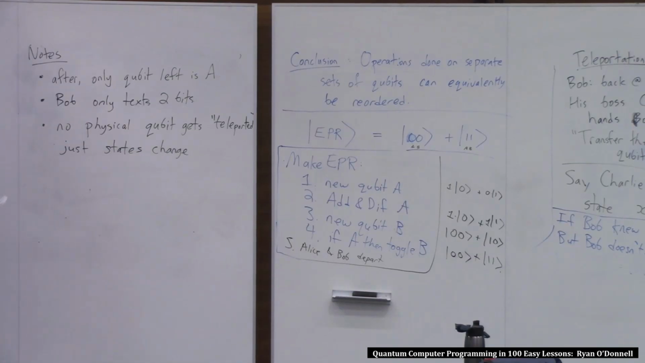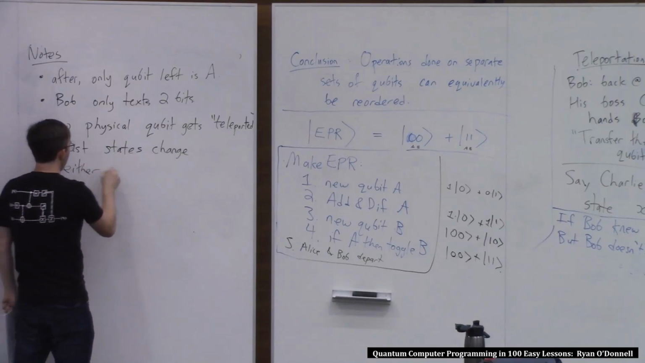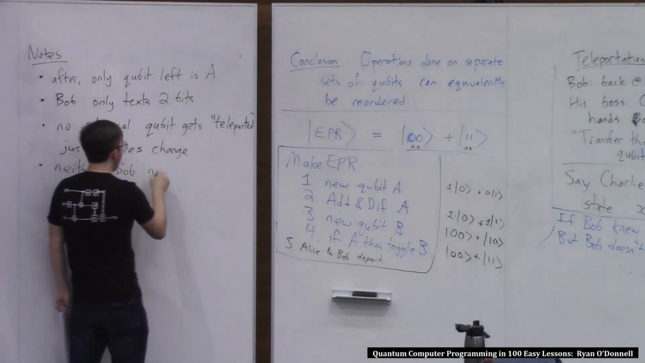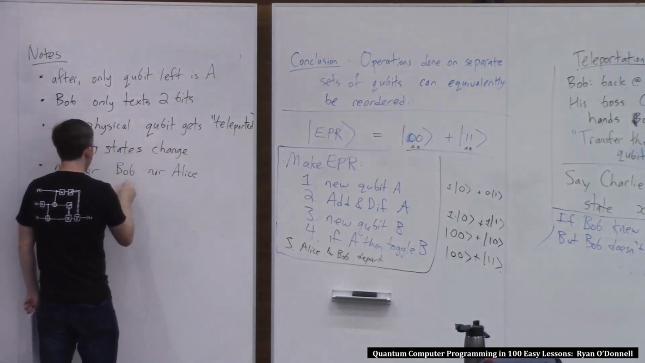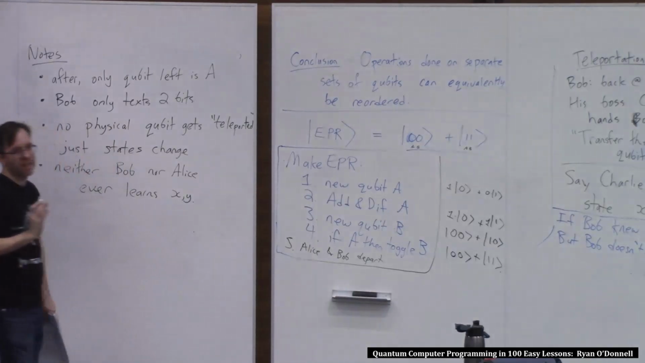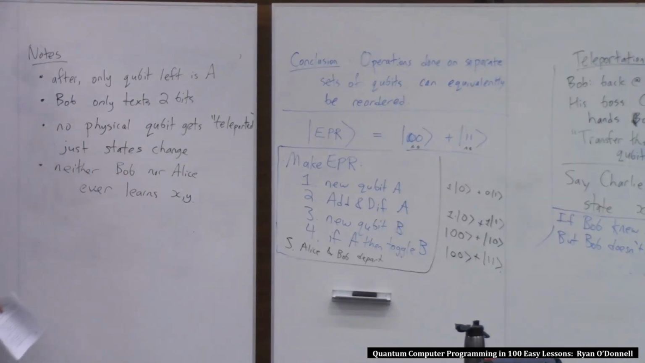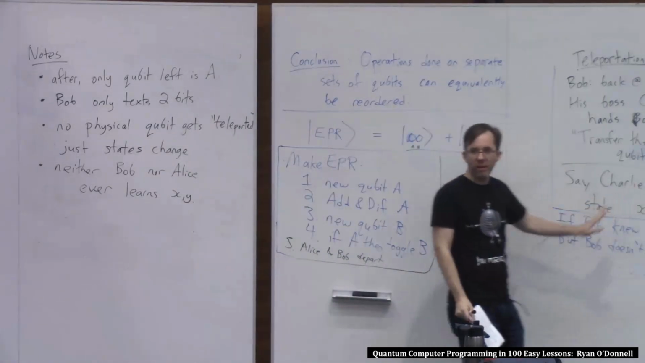And the other thing to observe is, actually neither Bob nor Alice ever learns X and Y. So Bob accomplished this despite not knowing what X and Y are. Also at the end, he still doesn't know what X and Y are. Also at the end, Alice also doesn't know what X and Y are. She just knows, okay, cool, I've got this state that's exactly the state that C was in at the beginning of the story.